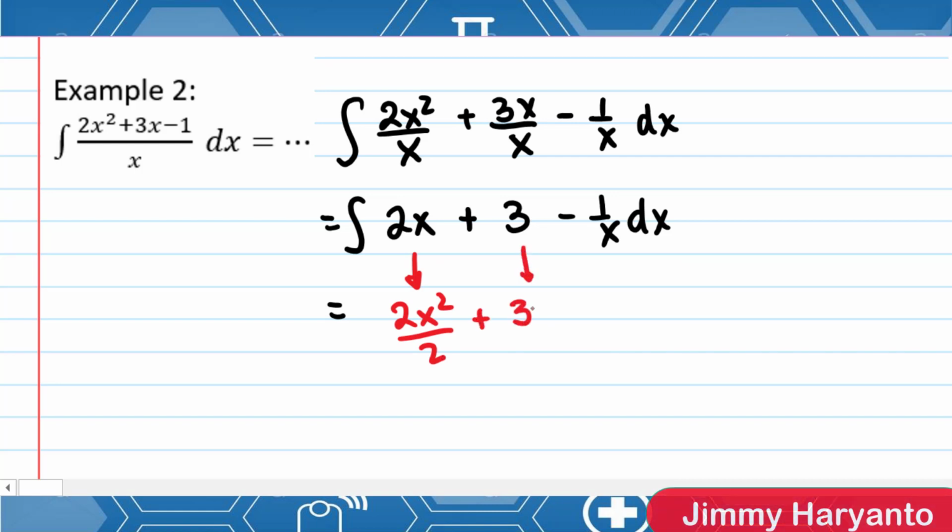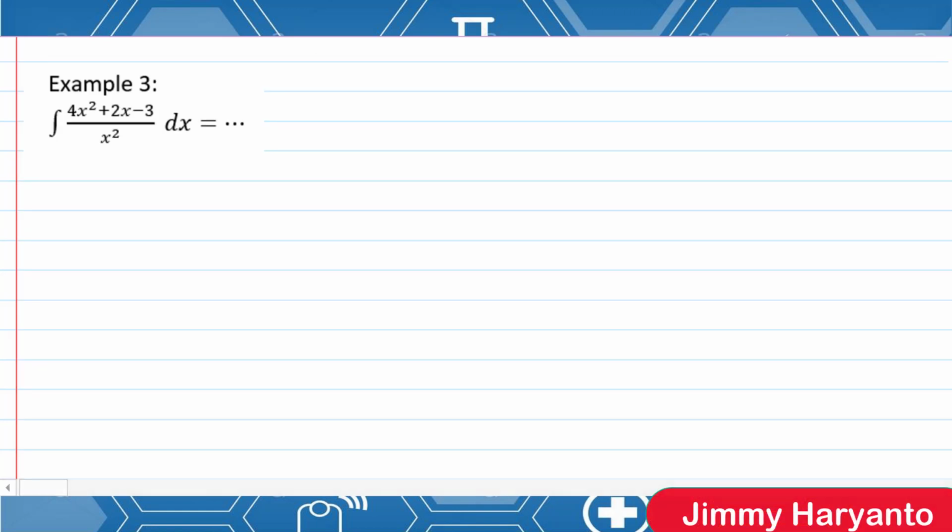For this one it will be 3x, and then for this one, 1 over x becomes ln x, and then plus c. You can cross out the 2, so the answer will be x squared plus 3x minus ln x plus c. Next is example 3.